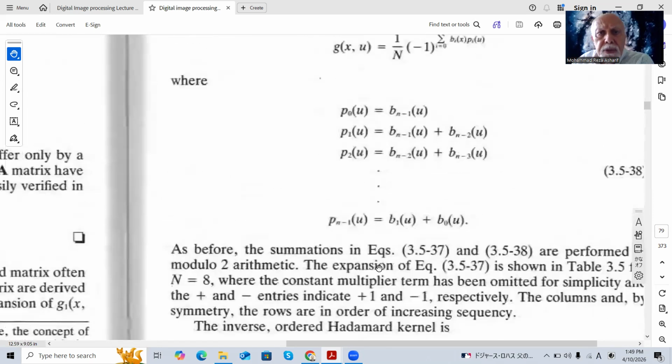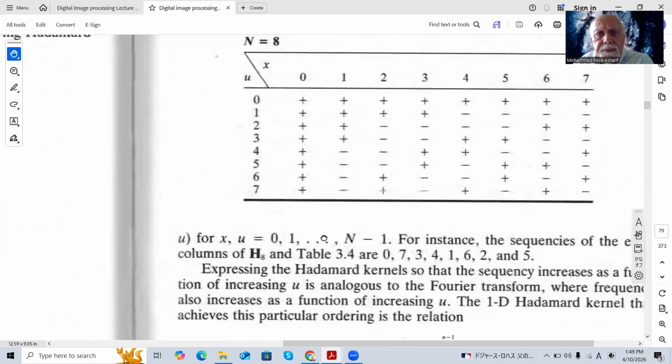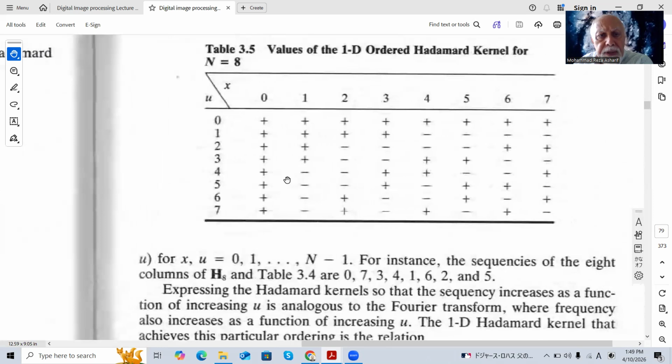Because I couldn't show the camera here, you can see my face only. So this is one dimension. As you see, in order, instead of using BIX, BIY, we use BIX, PIU, PIY, PIU. And then from 0 is marked the very constant value, all plus.